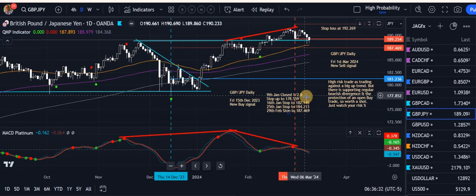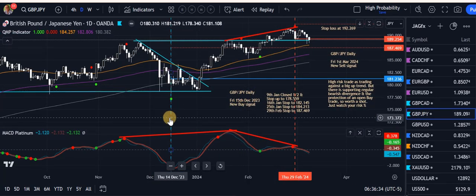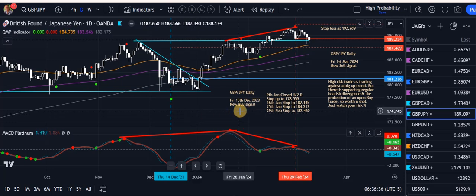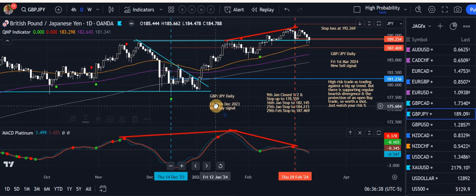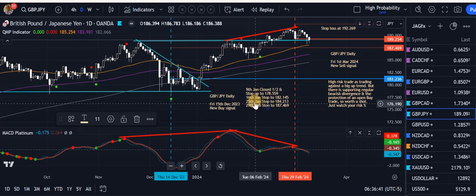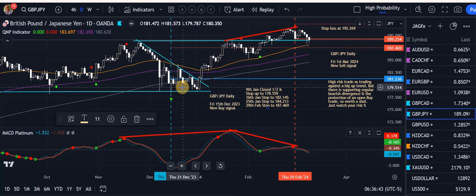Pound yen gave me a bit of grief, but we're looking pretty good now. We're still in this buy trade from the 5th of December. 15th of December, there's my trade management, so that's back here. Stop up there, so we're locking in profit. Can't lose. It's all good. Took a sell on the 1st of March.